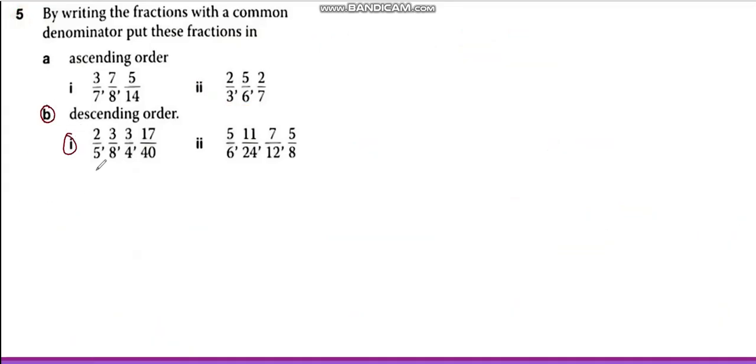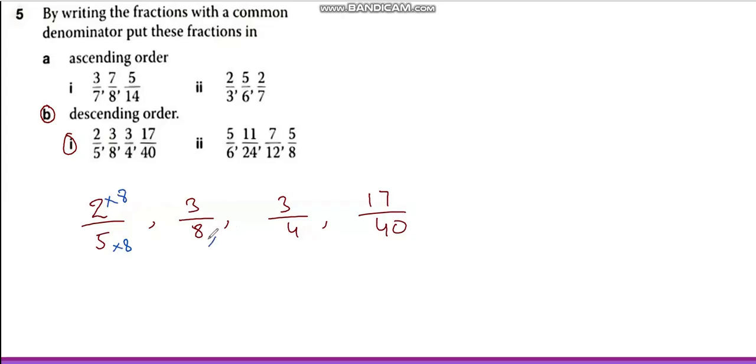It says we have to arrange in descending order. So again, we need to know the least common multiple of these denominators. So we can easily convert each denominator to 40 because 40 is a multiple of all these denominators. So we will rewrite the fractions like 2/5, 3/8, 3/4, and 17/40. We know that 5 times 8 is 40, and 8 times 5 is 40, and 4 times 10 is 40. It's already 40, so there is no need to multiply it further.